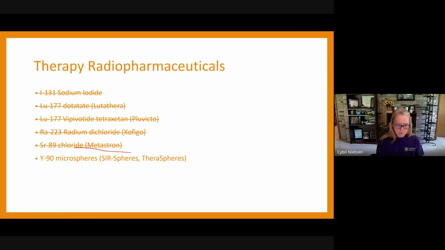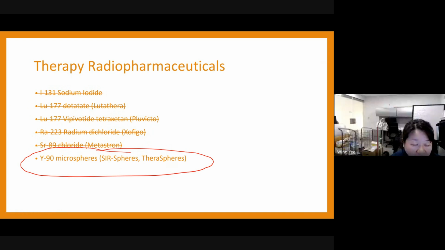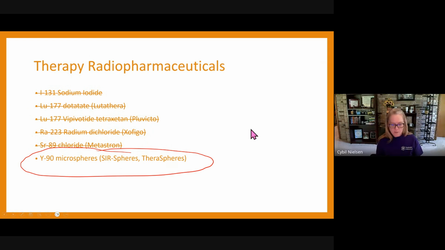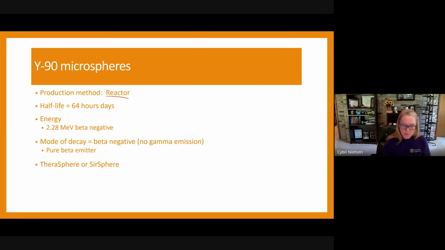All right, we're on our last one, Y90 microspheres. Have you seen any of these? Yes, you have. Okay, great. So these are the brand names. Generic name is Y90 microspheres. So it's also made in a reactor. It's also a pure beta emitter, so no gamma emission. High energy, 64-hour half-life.